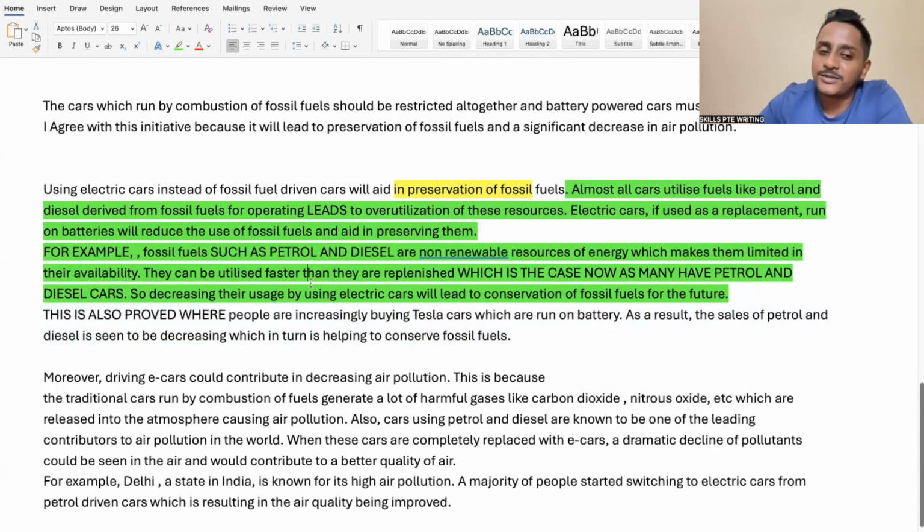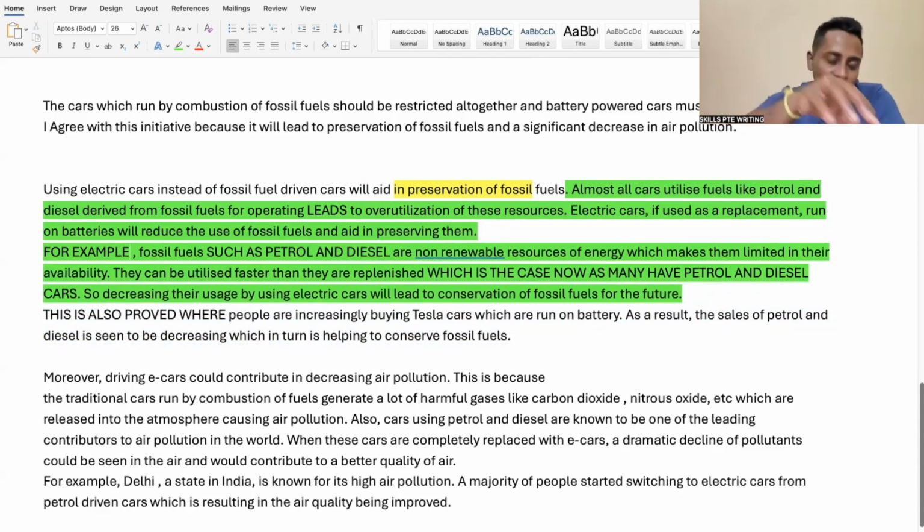See, whatever you want to stretch, put in for instance. Don't risk it by writing before it. The supporting idea should not introduce a lot of new things. The supporting idea should only talk about why you think it will aid in preservation of fossil fuels? Because almost all cars use this, leading to overutilization. Electric cars, if used as a replacement, will reduce the use of, preservation of. That's it. That's supporting, it is enough.